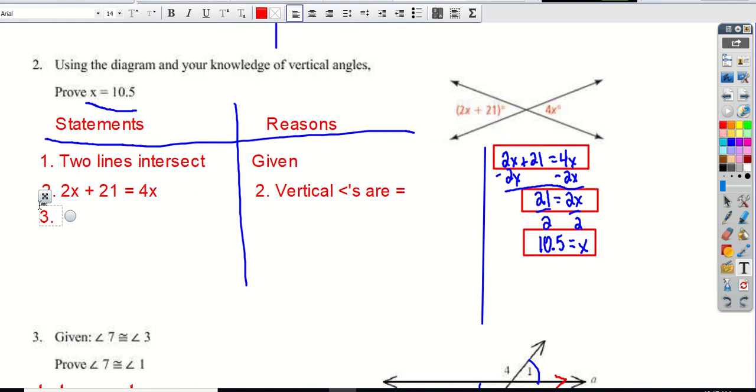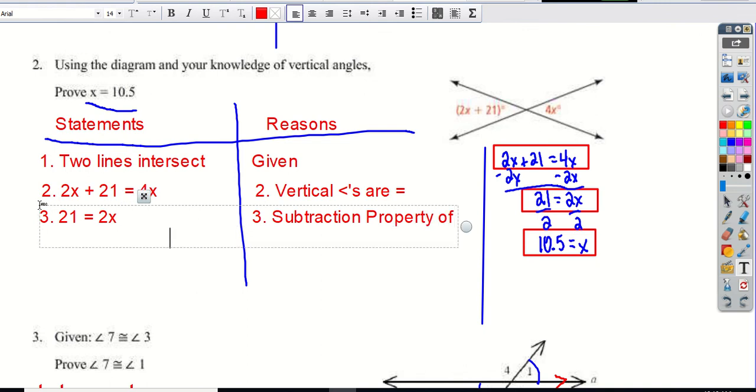Without showing our work, what was the next equation we ended up with? That's it, 21 equals 2x. And what did we do to get there? The reason would be the subtraction. How's it finish? Good. Property of equality.